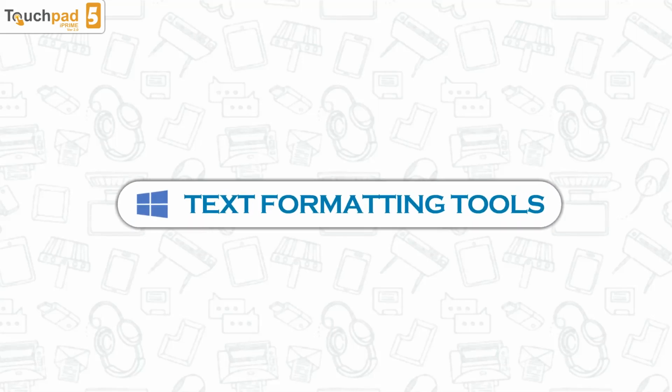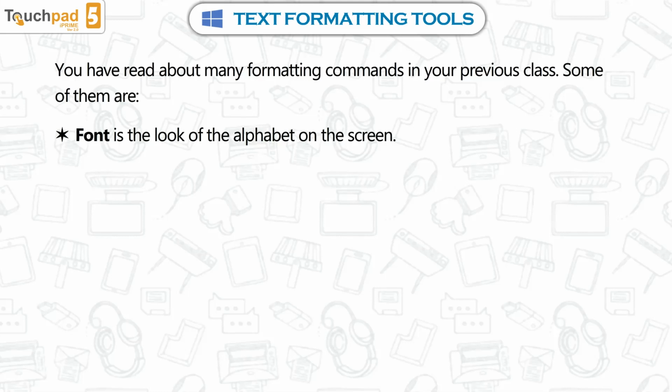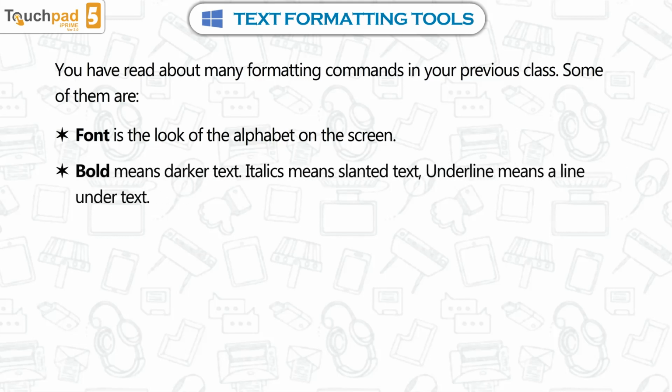Text formatting tools. You have read about many formatting commands in your previous class. Some of them are: Font is the look of the alphabet on the screen. Bold means darker text. Italics means slanted text. Underline means a line under text.